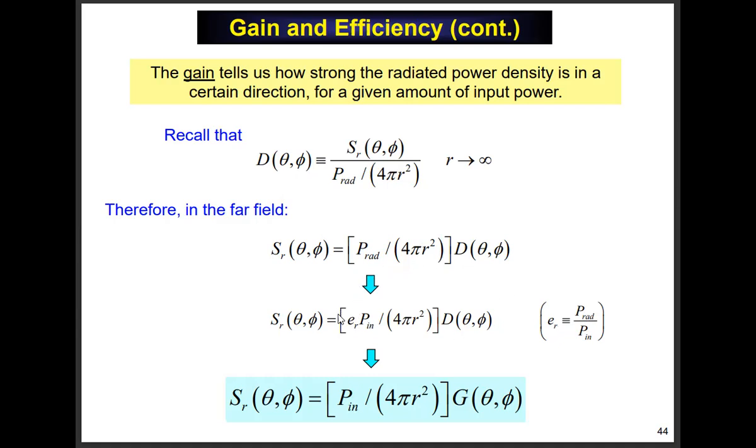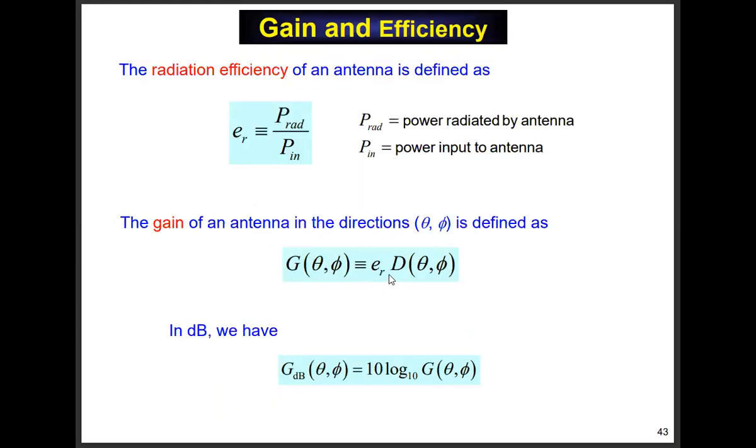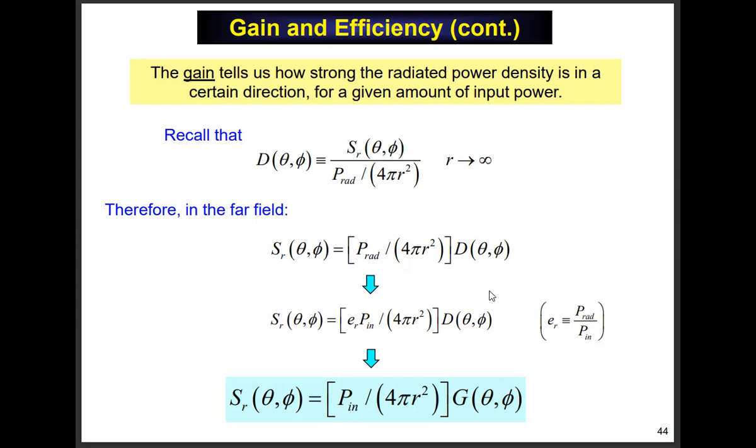Look what we see. Efficiency of the antenna times directivity, right? Efficiency times directivity, that's what we define to be gain, right? Now you see why we wanted to define gain to be this way, right? So efficiency times directivity is gain. Now, let's give an important physical interpretation of this equation.